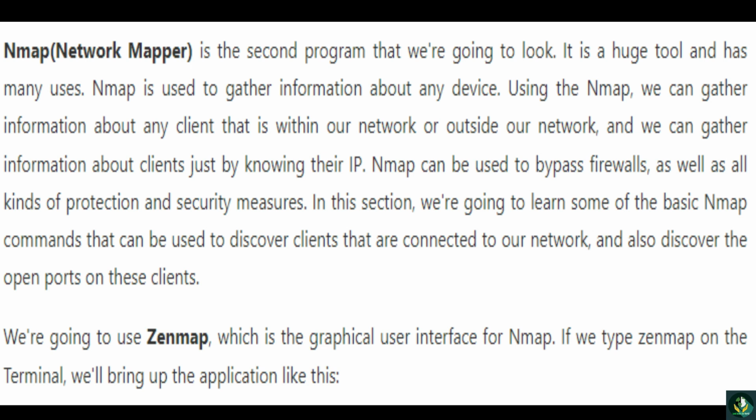So Nmap, Network Mapper, is the second program that we are going to look at. It is a huge tool and has many uses. Nmap is used to gather information about any device. Using Nmap, we can gather information about any client that is within our network or outside our network, and we can gather information about clients just by knowing their IP. Nmap can be used to bypass firewalls as well as other kinds of protection and security measures.